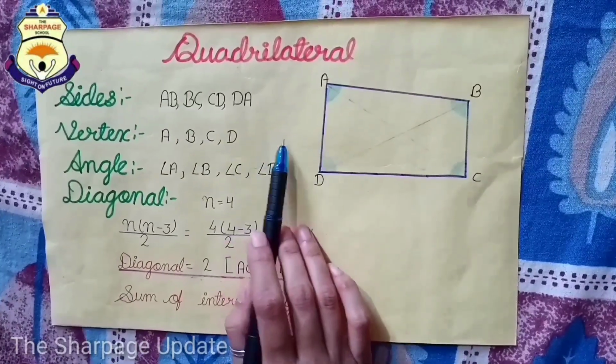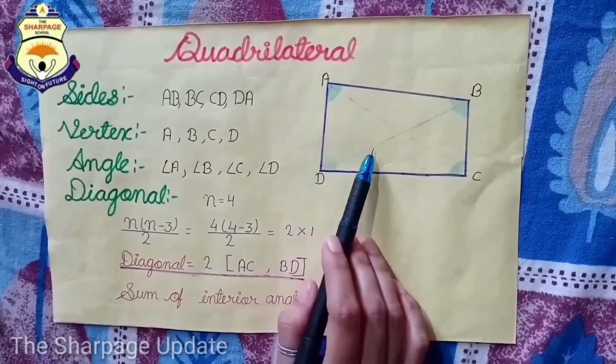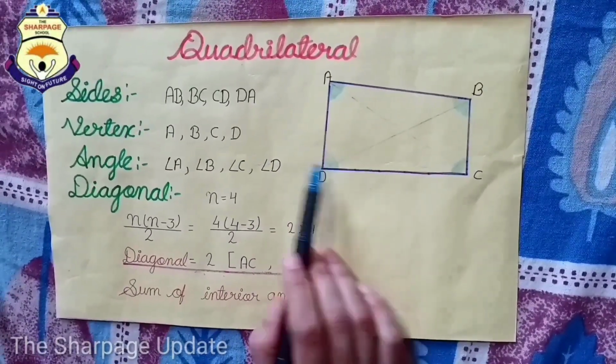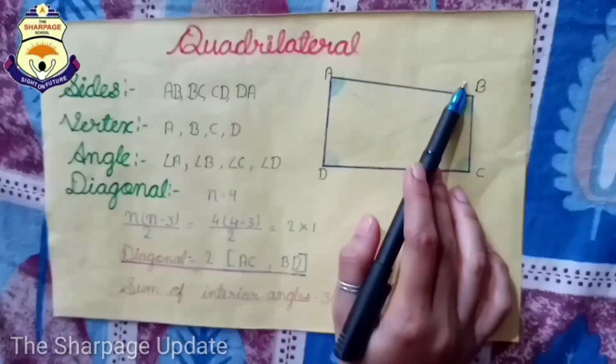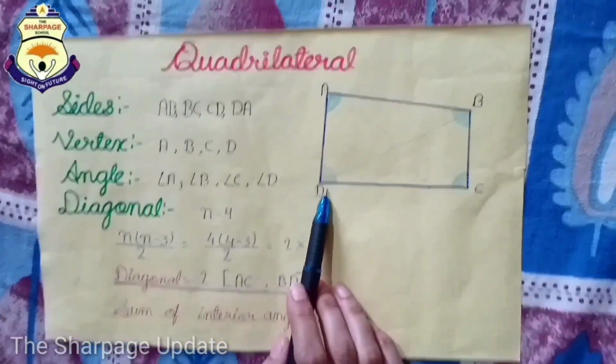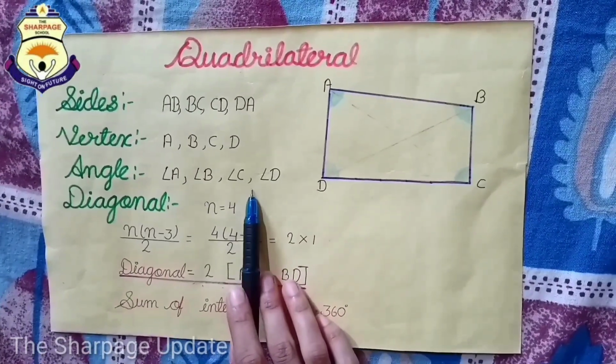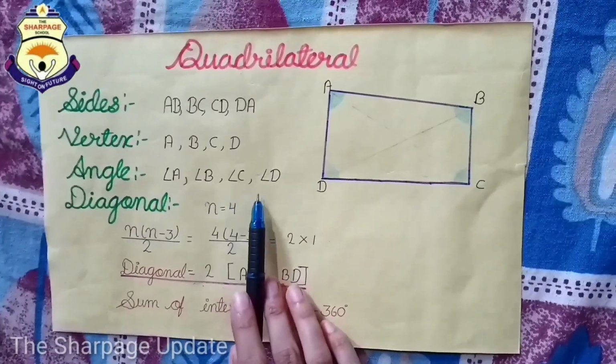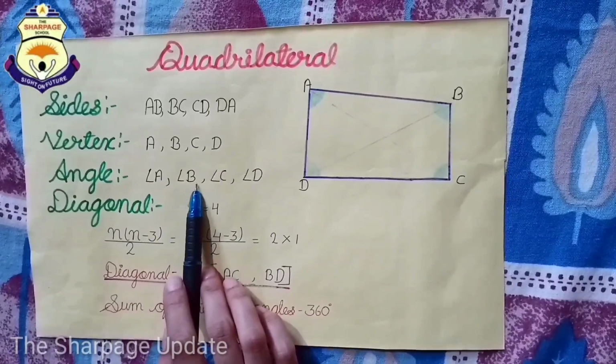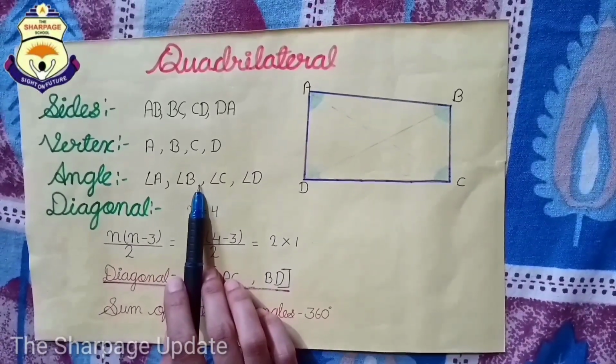The quadrilateral has 4 vertices. Each point is called a vertex. In this figure, vertices are A, B, C and D. So remember, all quadrilaterals have 4 sides and 4 vertices. A quadrilateral is also defined by its angles.